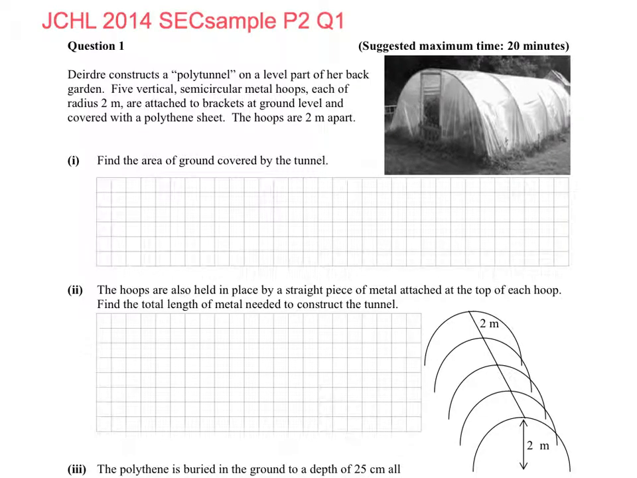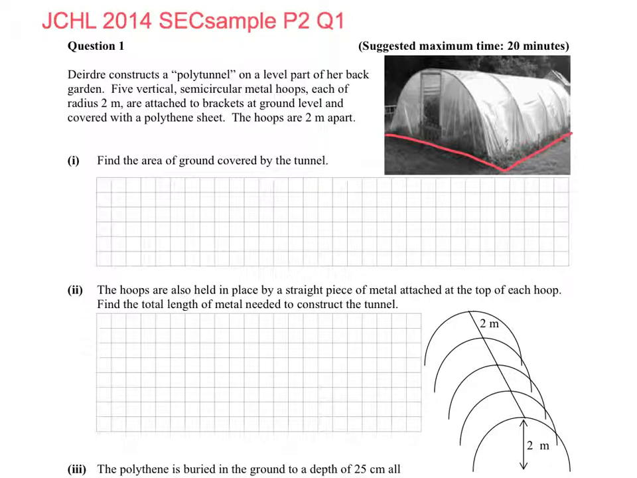2014 sample paper, paper 2, question 1. This is an area of volume question. The first part of this is asking us to find the ground covered by the tunnel. So we're talking about this section here, the flat ground that's covered up.